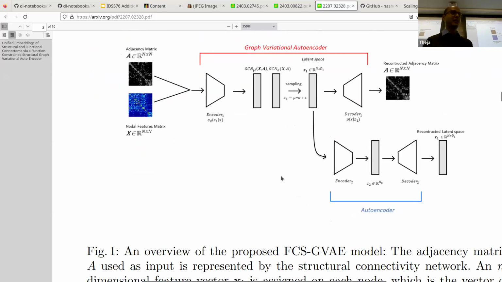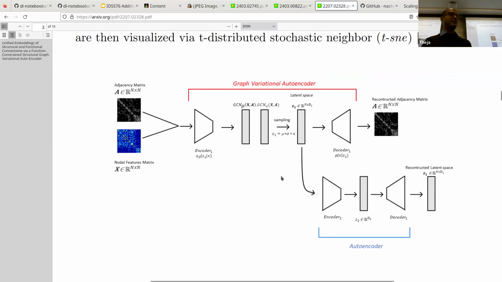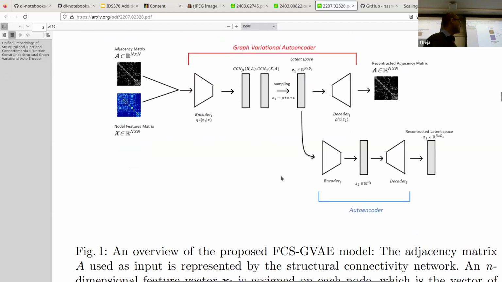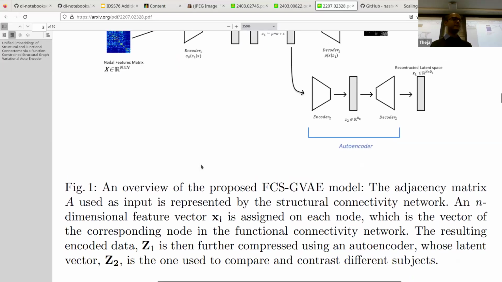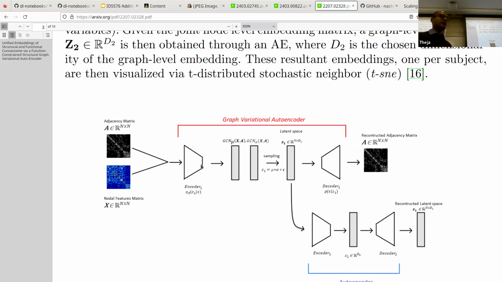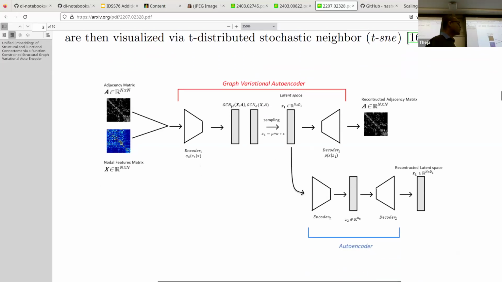You just zoom in as much as possible. So what is happening here, right? It's a context where what we want to do is work with two different matrices, two different sources of data. Okay, what are those two different sources of data? One is called the structural connectome, and the other is called the functional connectome.